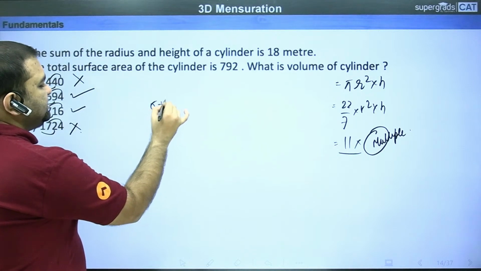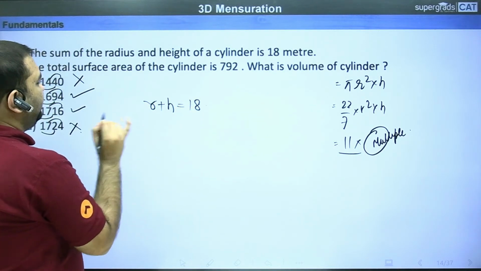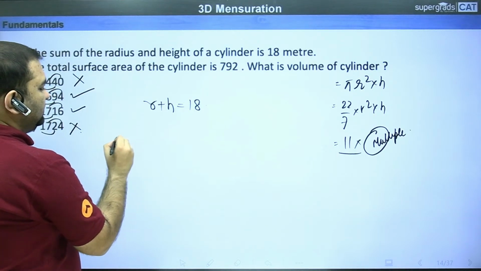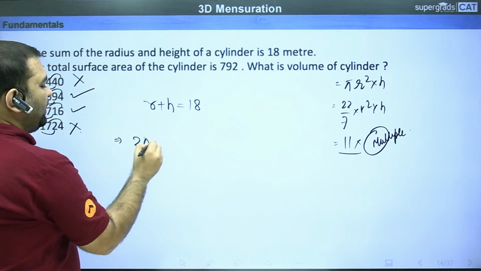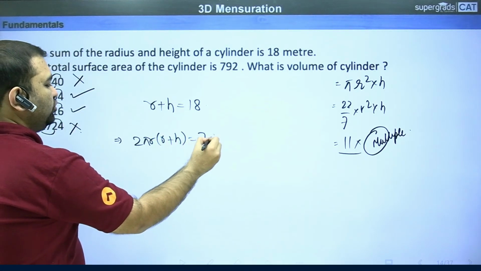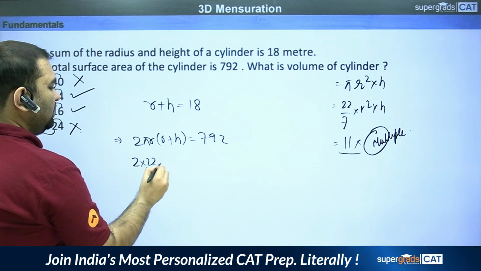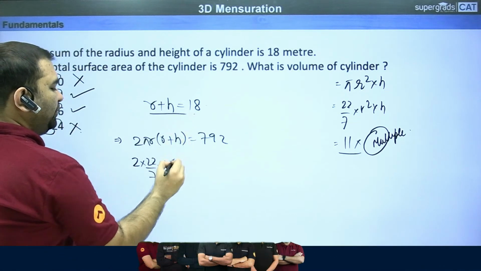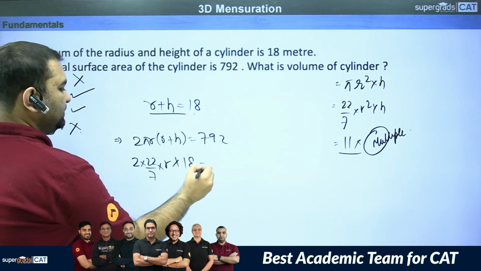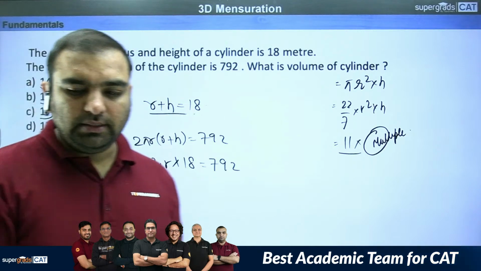आर प्लस एच 18 देना और साथ में टोटल सरफेस एरिया होता है सिलेंडर का 2 पाई आर, आर प्लस एच को 792 बताना. आर प्लस एच की डायरेक्ट वैल्यू प्लग इन कर देते हैं.